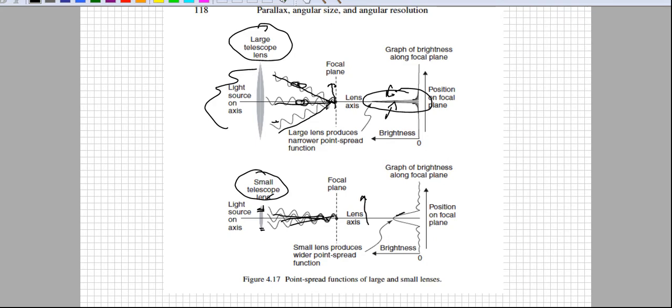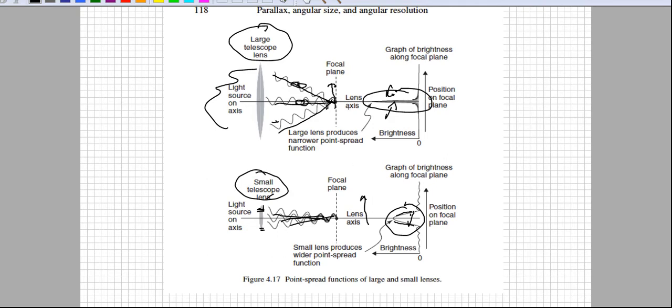That means the point spread function is wider for a smaller aperture. And if the point spread function is wider, you can't have another source as close as you could in this case, that is the large aperture case, and still tell them apart. So what we're seeing here is that the width of the point spread function is inversely proportional to the aperture size, and that means the angular resolution is inversely proportional to the aperture size.